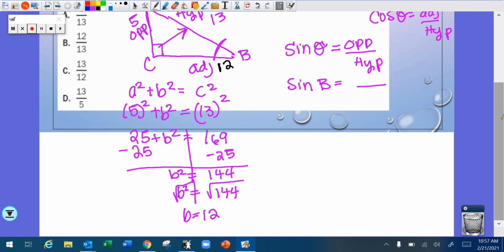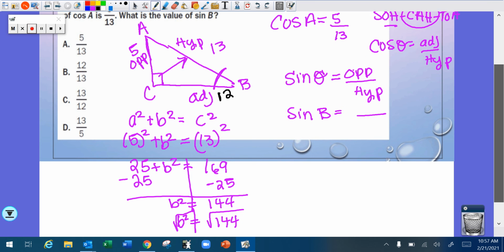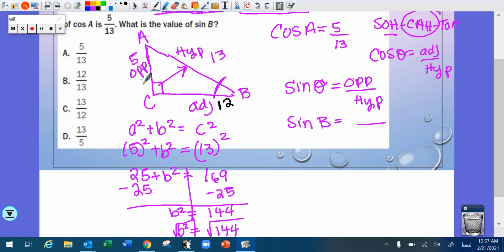And you know what? I didn't even have to do all of that. I didn't pay attention. Because guess what, babies? It said to find the opposite side. So sine of B should have been 5 over 13. So if you caught that in the very beginning, good job. So the answer is A. But I didn't need to find this adjacent side. So I went around the corner and back. And sometimes we do that, not paying attention to what's really going on.